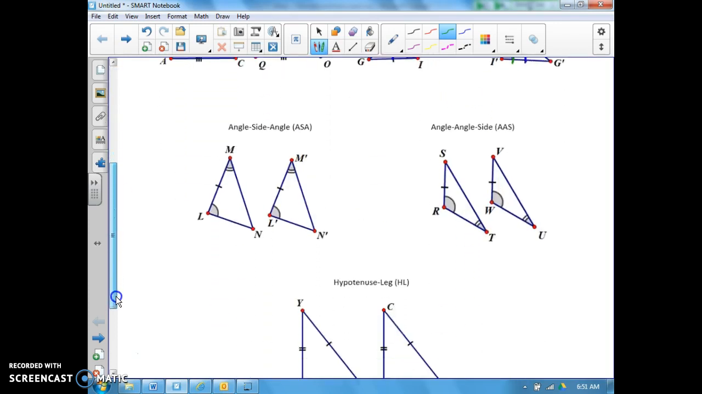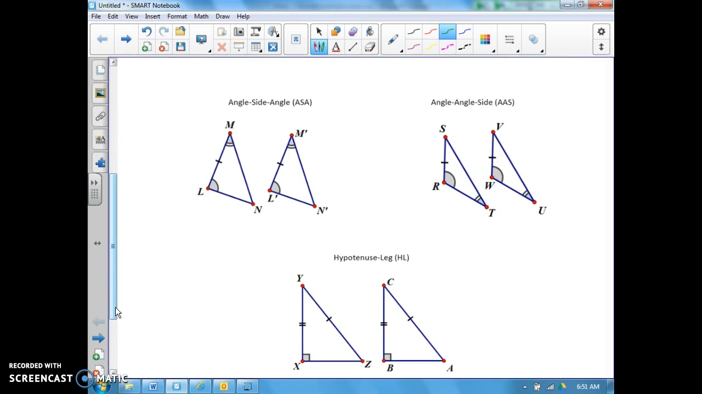Next, we have angle side angle. And what angle side angle says is that if you have 2 angles and the side in between them congruent on 2 triangles, then the 2 triangles themselves are congruent. So here you can see angle L is congruent to L prime, M is congruent to M prime, and the side length, LM, touches both angles, therefore it's ASA because the side is in between both the angles.